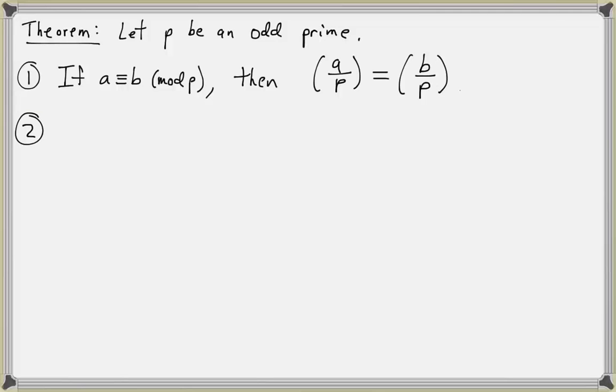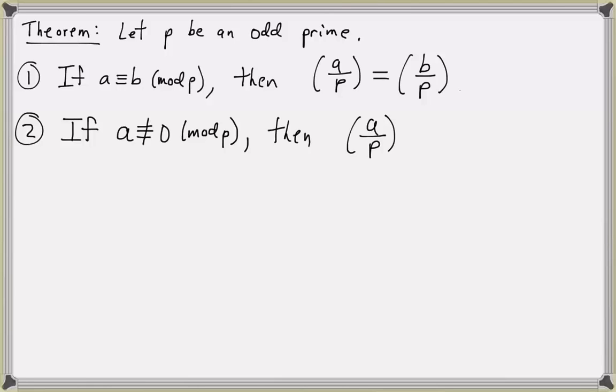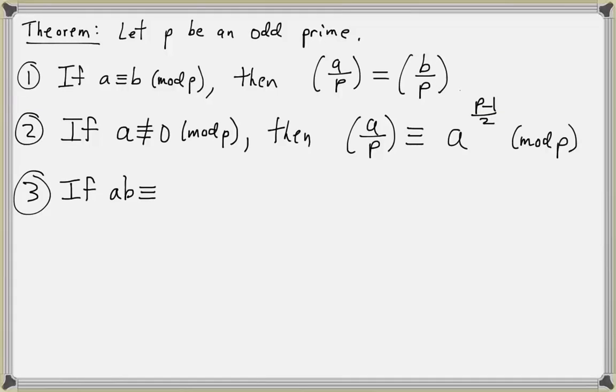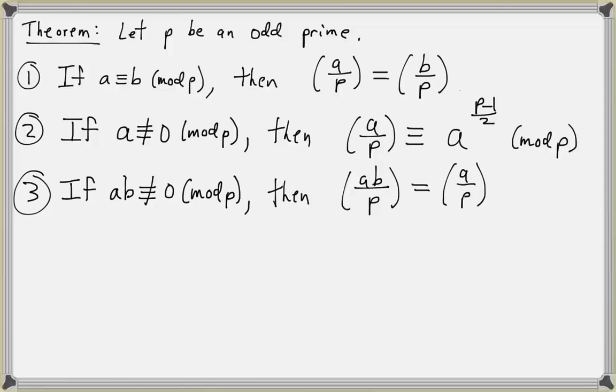Secondly, the second property, if A is not congruent to 0 mod P, then the Legendre symbol A over P is congruent to A to the power P minus 1 over 2 mod P. Thirdly, if A times B is not congruent to 0 mod P, then AB over P equals A over P times B over P.